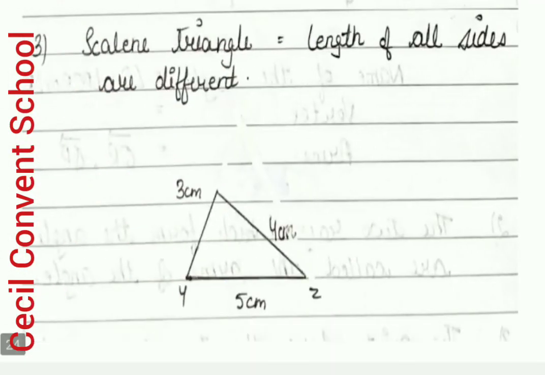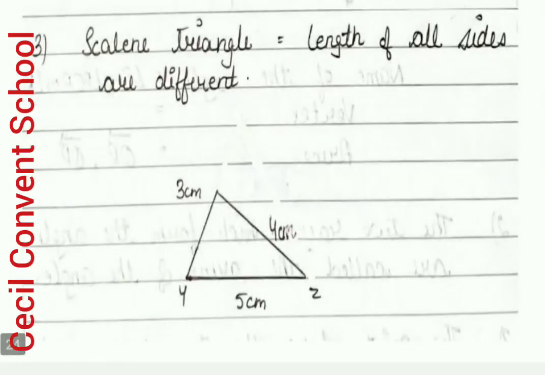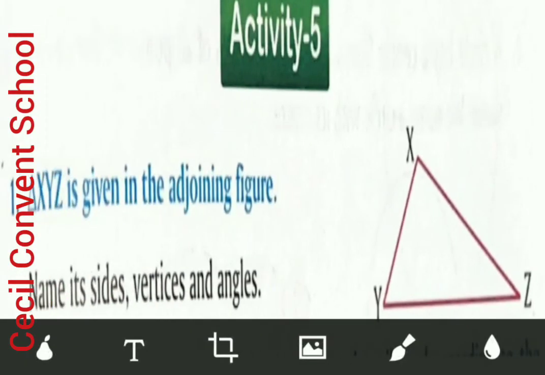Now scalene triangle. The length of all the sides is different. Means see, all these sides you see. This is 3, this is 4 and this is 5. All are different. So you consider it a scalene triangle. So this point also you have to write down in your copy. Clear? Now students, we do activity 5 first question.